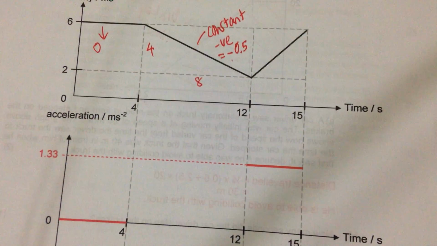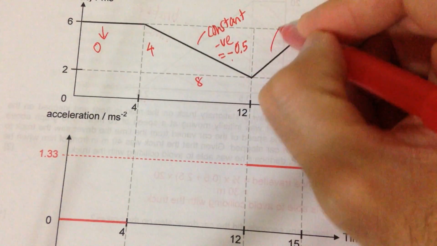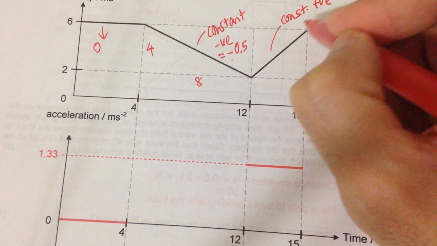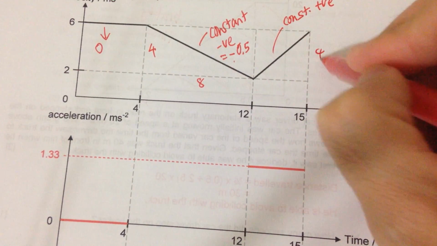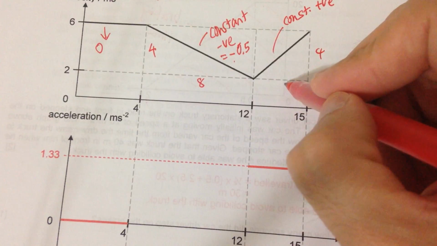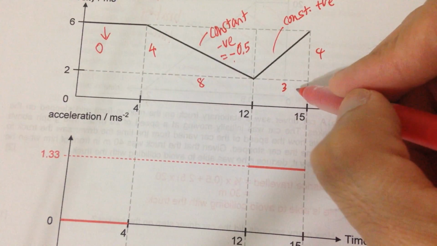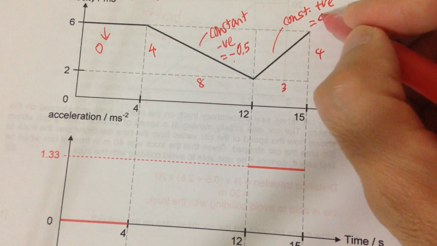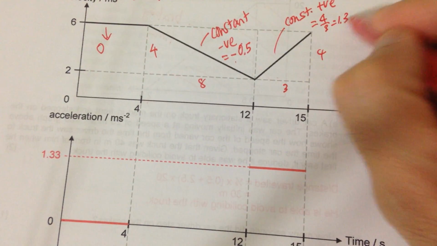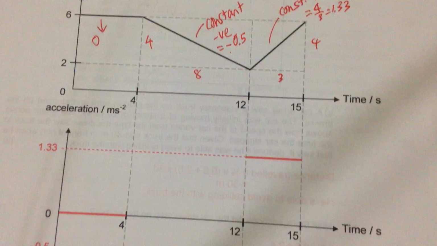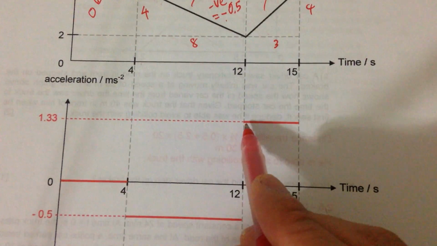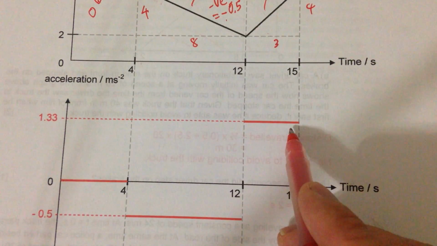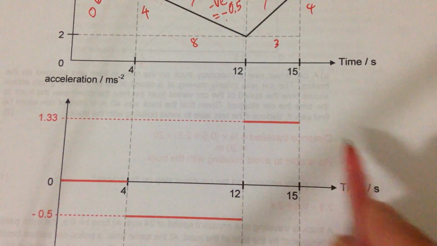Then lastly, it is a constant positive gradient. Again the rise is 4 and the run is 3, so it's a constant gradient of 4 over 3, or 1.33. So from there, we realize that it is a constant positive acceleration of 1.33. So this is how the acceleration-time graph will look.